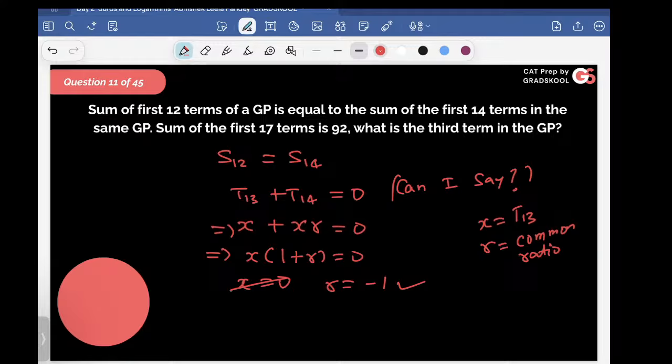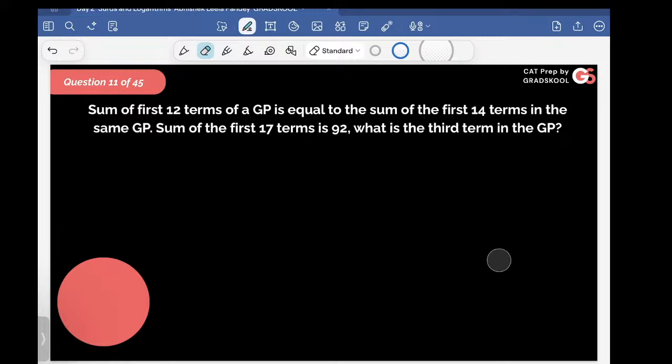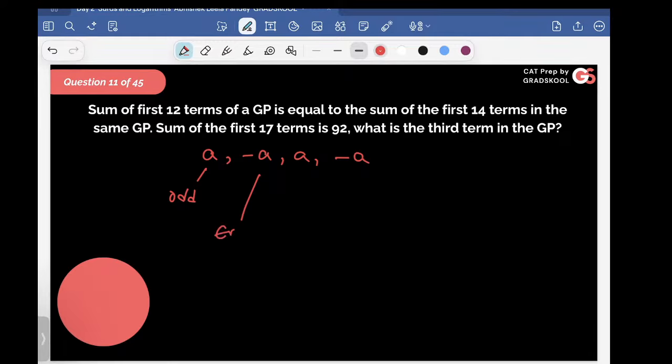If the ratio is minus 1, wow, this is going to change the entire thing that we have seen till now. So if the first term of the GP is A, the second term will be minus A, minus 1 times that. The third term will be again plus A, the fourth term is minus A, and so on. So basically, every odd number term will be A, every even number term will be minus A. Am I right?